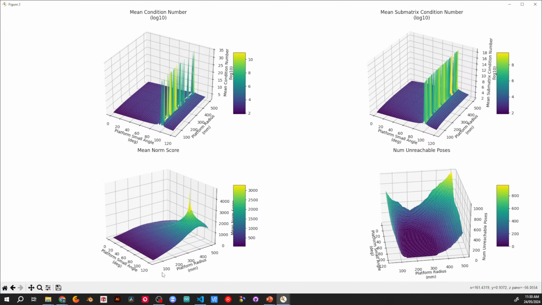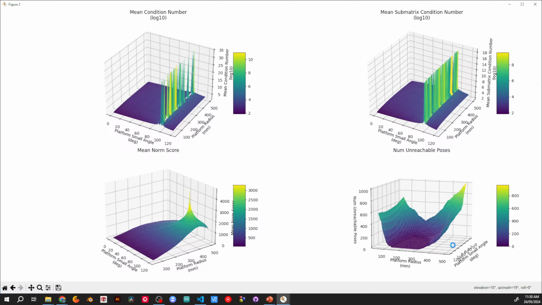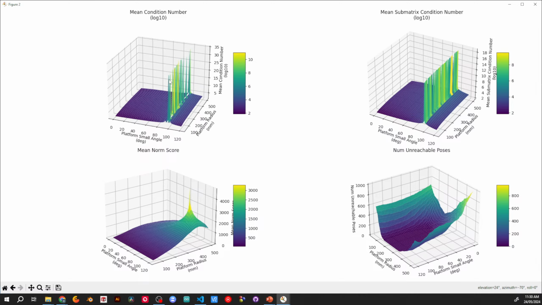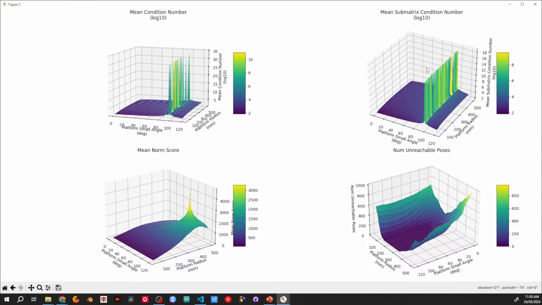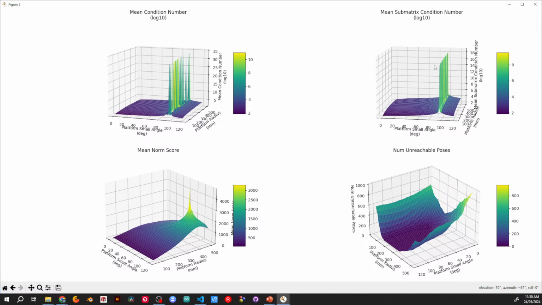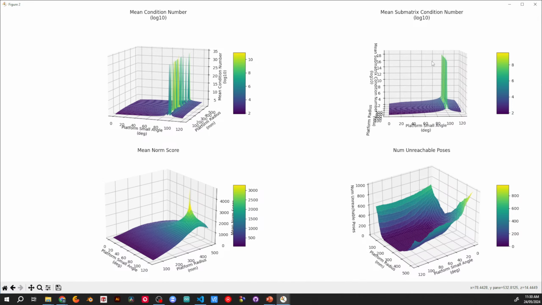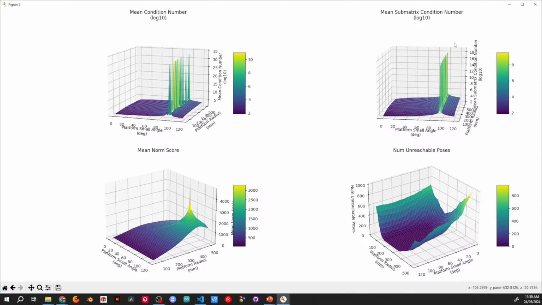As that radius increases, what happens to the norm score? As the angle increases, what happens to the norm score? What happens to the number of points that we can reach as we change these geometries? It's so nice. I love these graphs. But one thing will very clearly stand out to you, which is that these top two have enormous spikes at an angle of around 96 degrees. It's pretty much exactly 96 degrees. And does anyone want to guess what happens at 96 degrees?